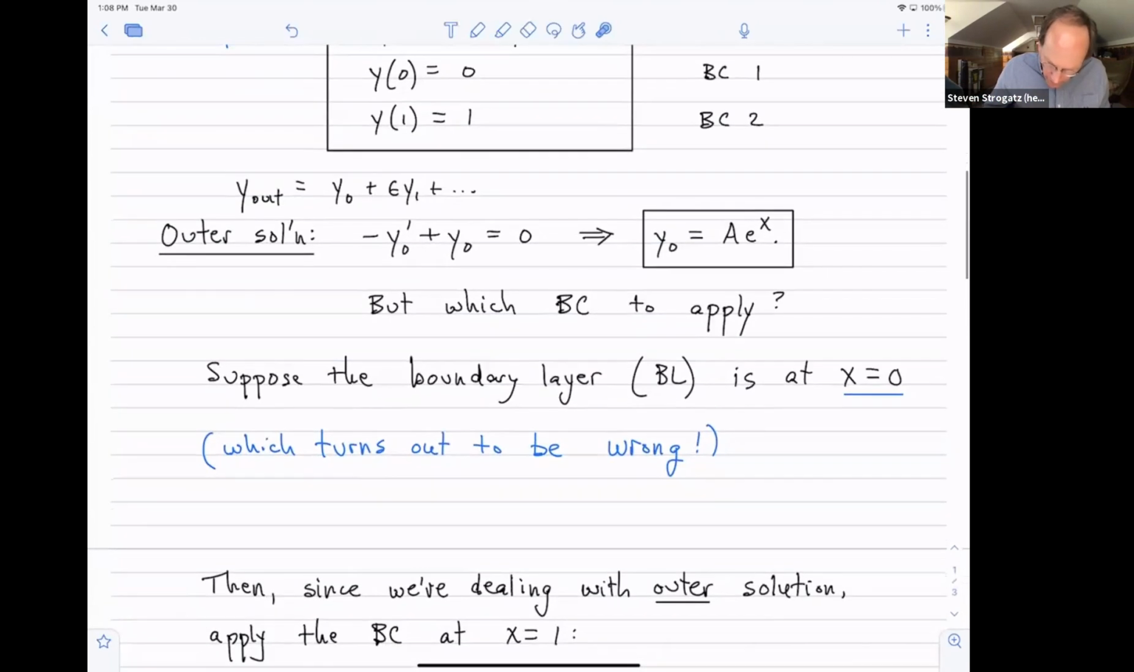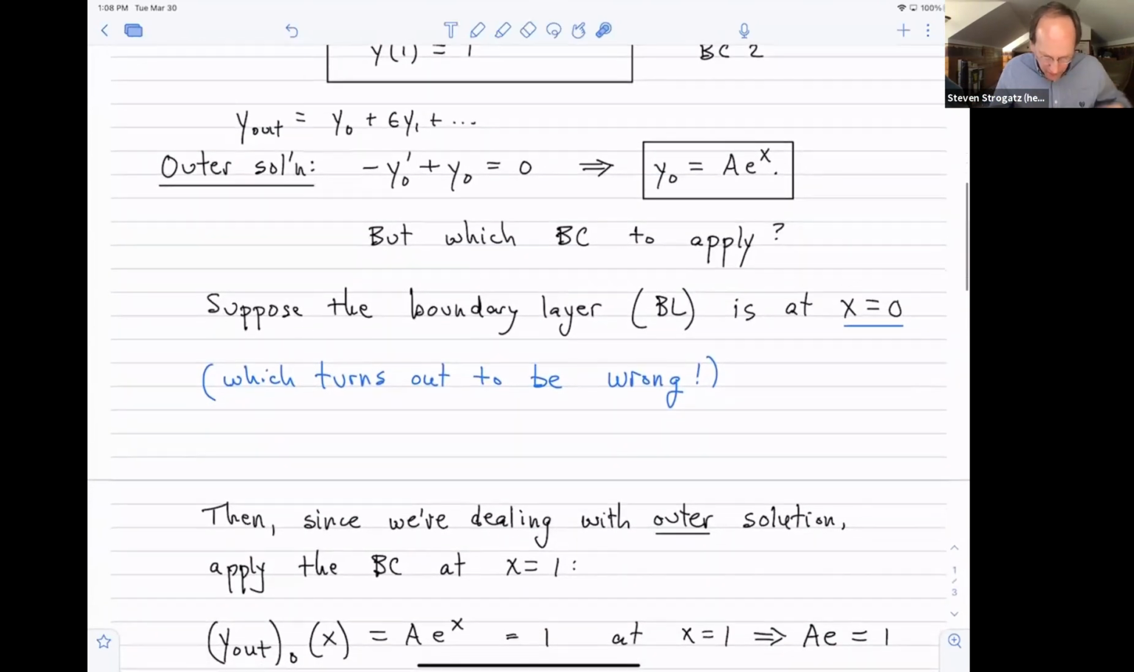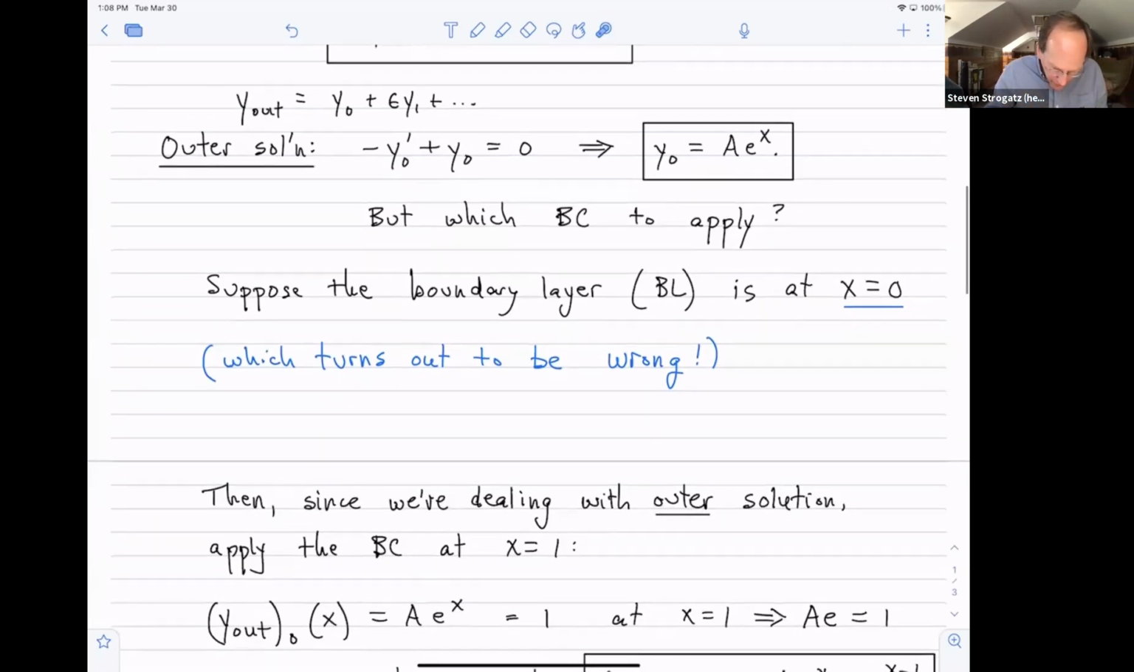Okay, so just blithely proceeding with this assumption that the boundary layer is at x equals 0, then since we're interested in this outer solution and we think the boundary layer is at x equals 0, we should be applying the boundary condition appropriate to the outer region, which would then be at x equals 1. x equals 0 would be the boundary condition for the inner region under this hypothesis of a layer at 0. So let's go ahead and do that.